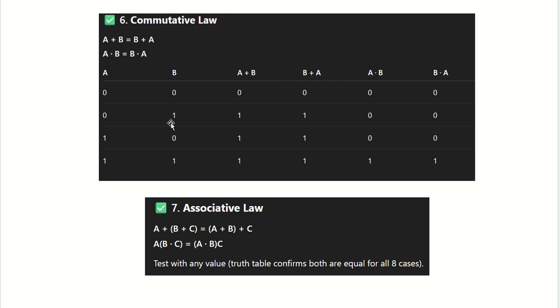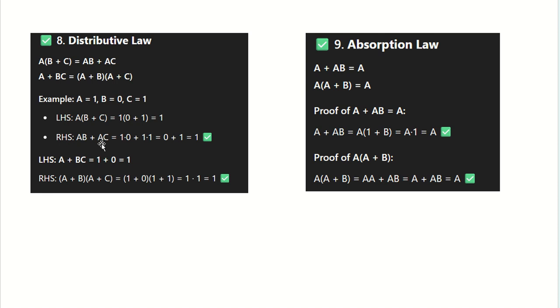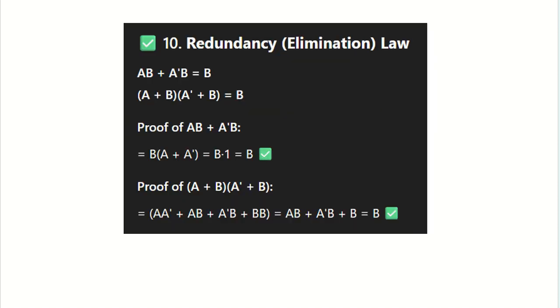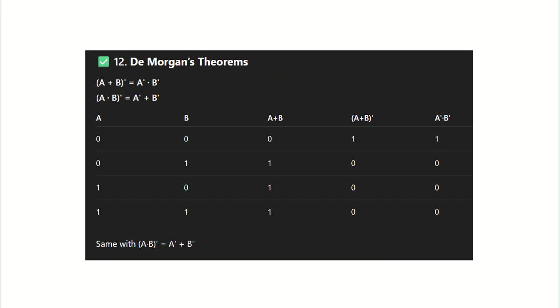Next, the commutative law, then associative law. Associative law, commutative law, and distributive law are the three important laws when it comes to Boolean algebra. These three laws are frequently used in Boolean algebra. Then we have absorption law, then redundancy law, then De Morgan's theorems, and these are some of the important Boolean algebraic theorems.